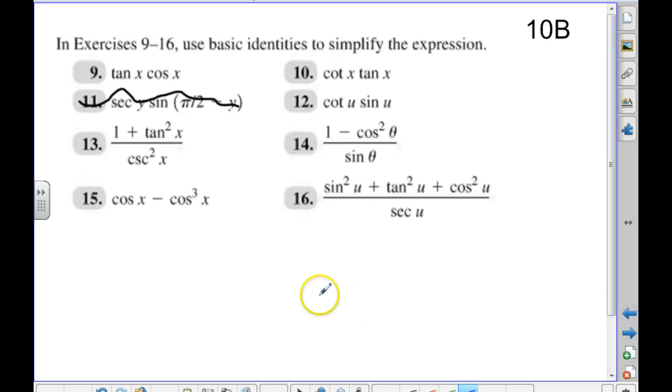Let's look at, this is still on 10b, okay? These are very basic. Somebody pick one besides 16. I'm going to do 16 for sure. Okay. 15. You take out a cosine? Yeah, 15 we're going to take out a cosine. That's a little bit crazy, but we're going to factor out a cosine.